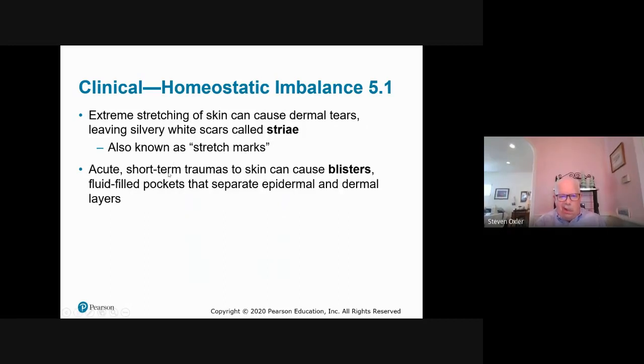Acutely, short-term trauma to the skin can cause blisters. We've all had blisters. You work too hard with your hands, your shoes are too tight, and you get blisters on your hands and your heels. And these are fluid-filled pockets that separate the dermis from the epidermis, blisters.